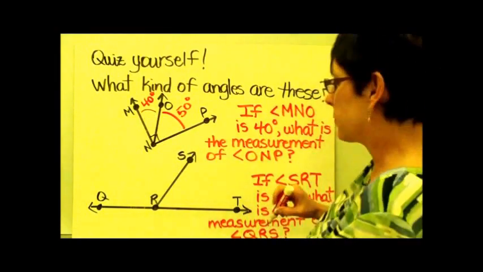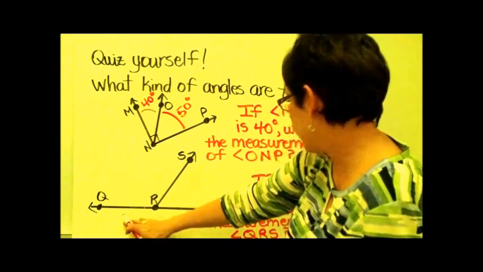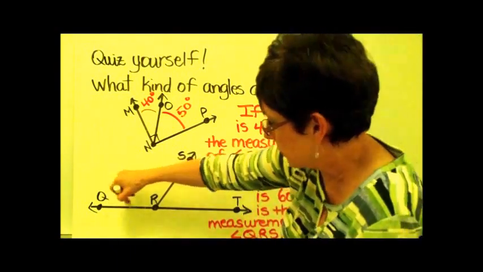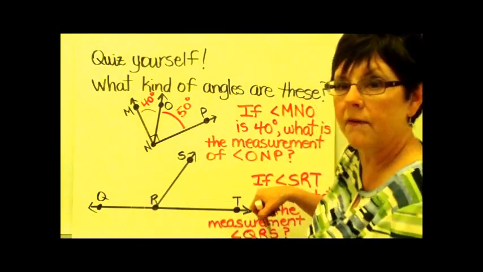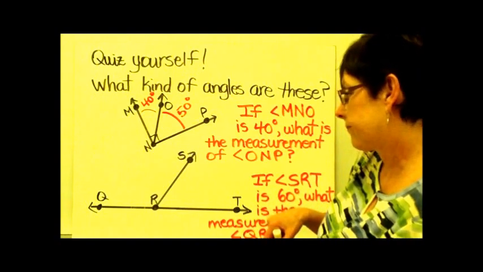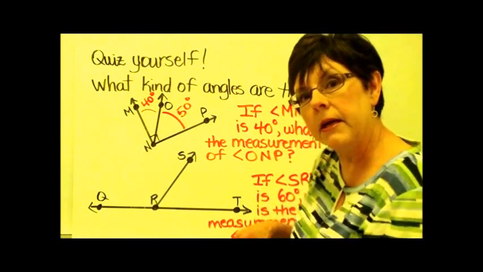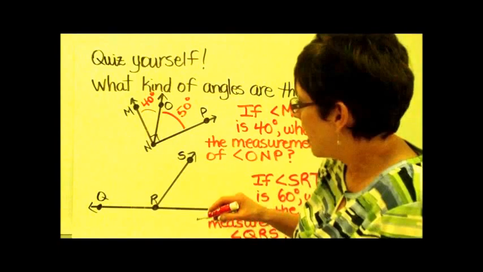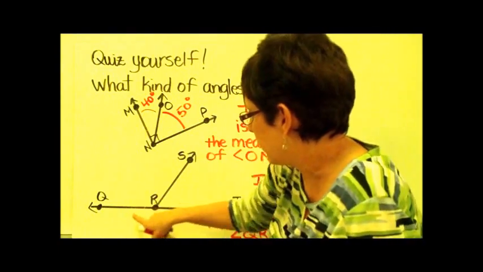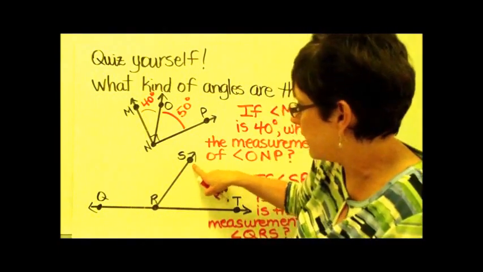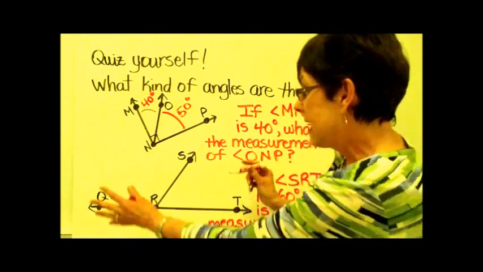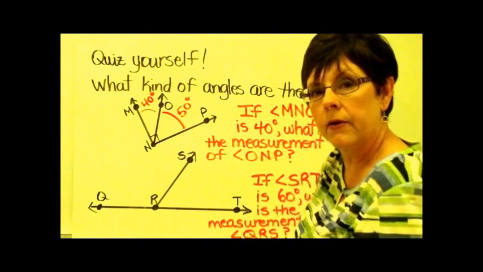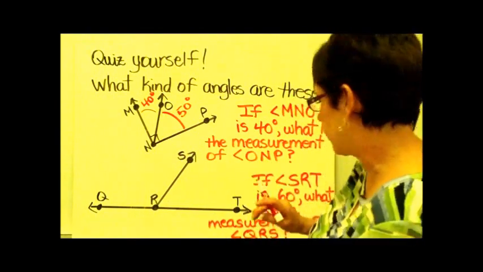Okay? Let's move on to the next one. What kind of angle would this be? Here's a straight angle as both of their sides. This is a supplementary angle, set of angles. And we can see that QRS and SRT together make supplementary angles. Okay, here's a good question.